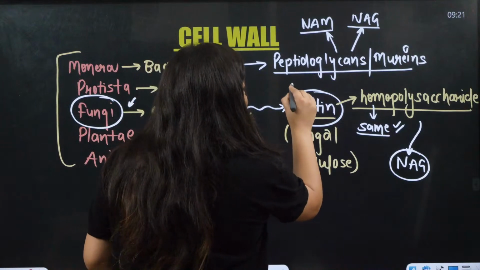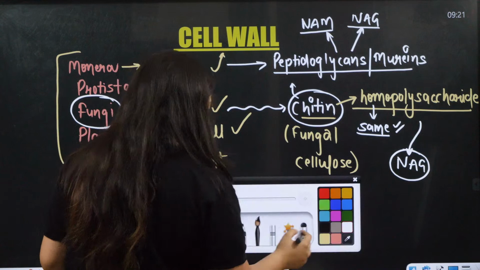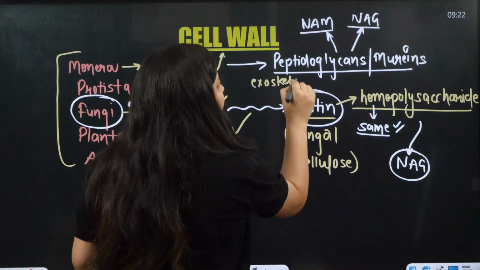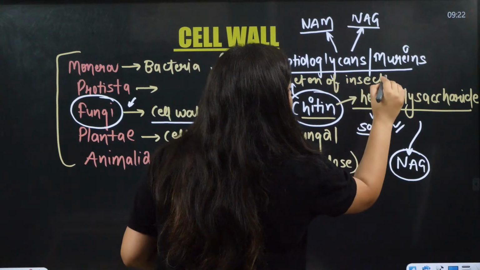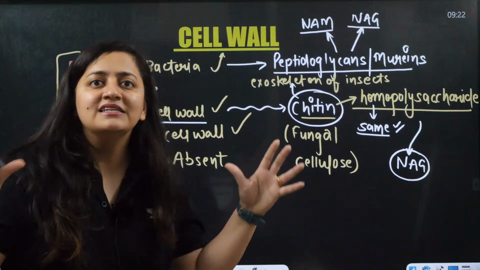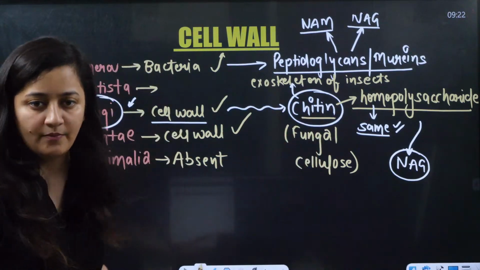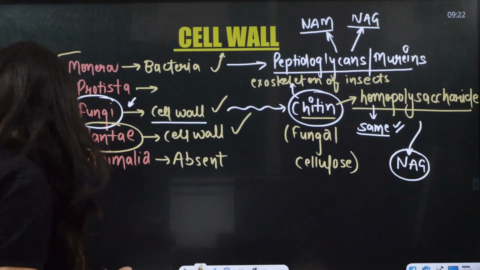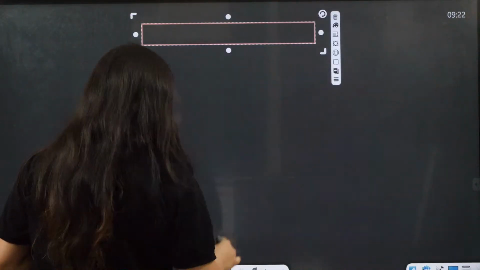And moreover, this chitin is even present in the exoskeleton of insects. Do you remember this? Like cockroach, their exoskeleton is also having the chitin. So it is a repeated question that you need to remember. Now what are we going to study? We are going to talk about the cell wall of the kingdom Plantae.